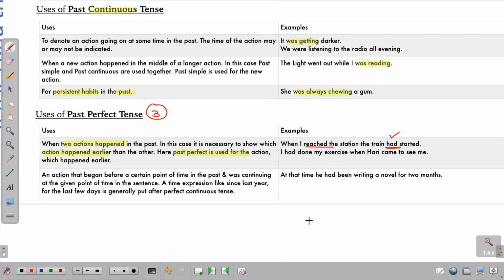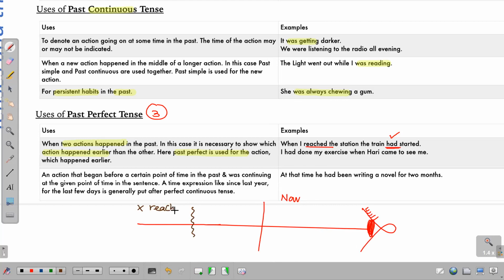Why? Because imagine it in a timeline. Okay, this is my reference point of now. And this is, let's say, an observer. We're deciding upon two actions. Okay, there is a reaching and there is a train leaving.